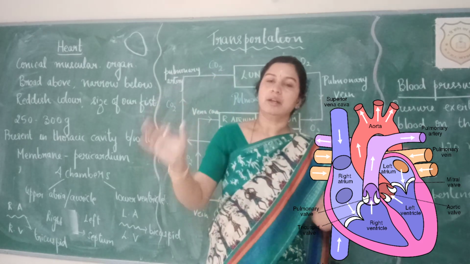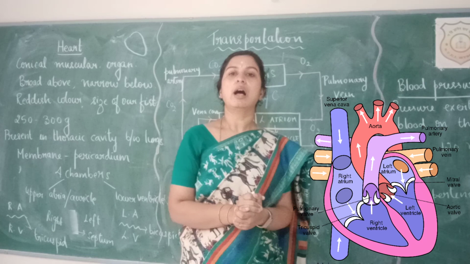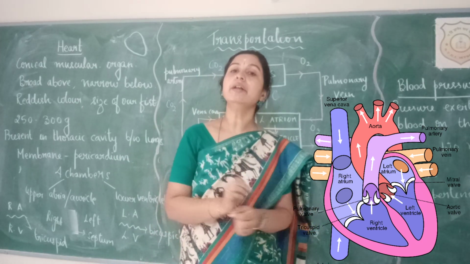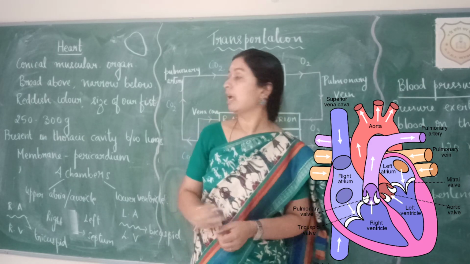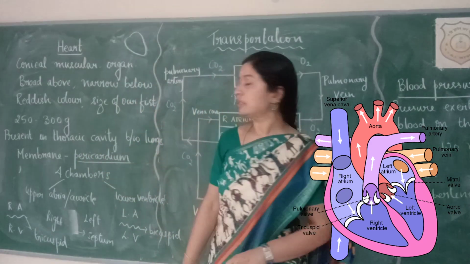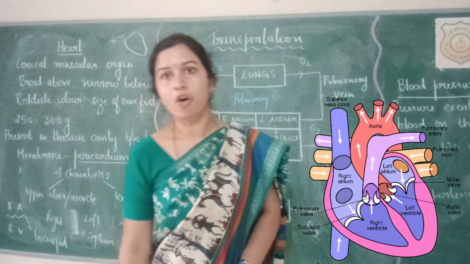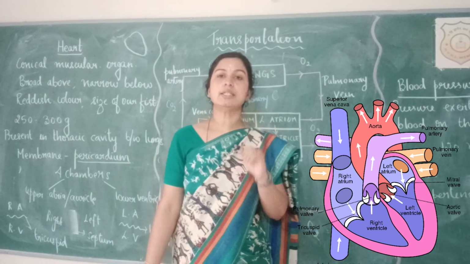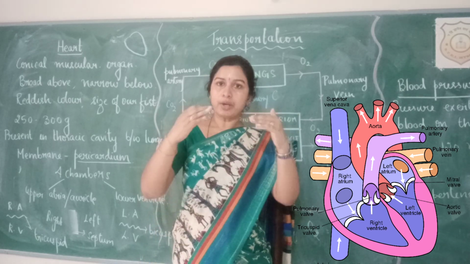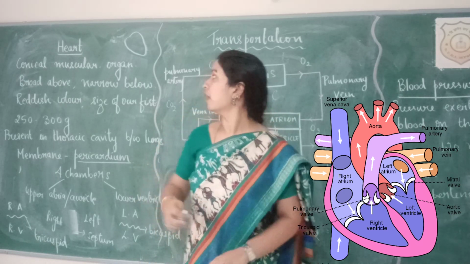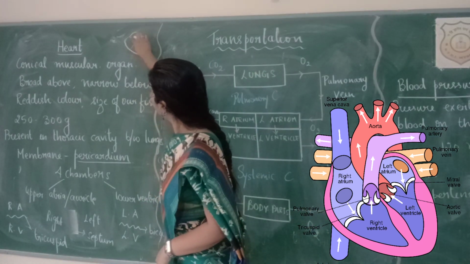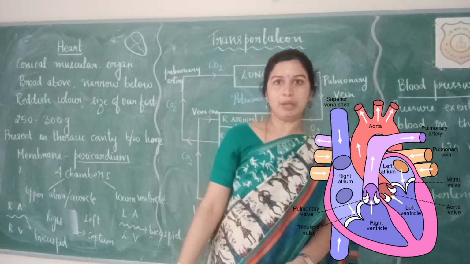The membrane which covers the heart is termed as pericardium. It's a thin membrane which covers the heart. If you see the heart, it is made up of 4 chambers. It is divided into 4 parts, 4 chambers. Upper there are 2 parts and lower there are 2 parts. So there are 2 chambers above and 2 chambers below.